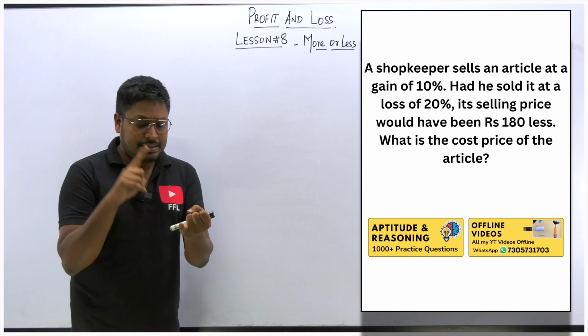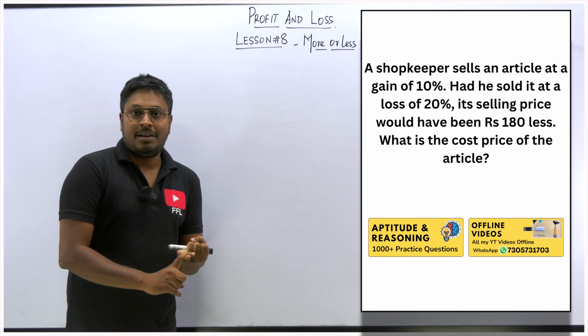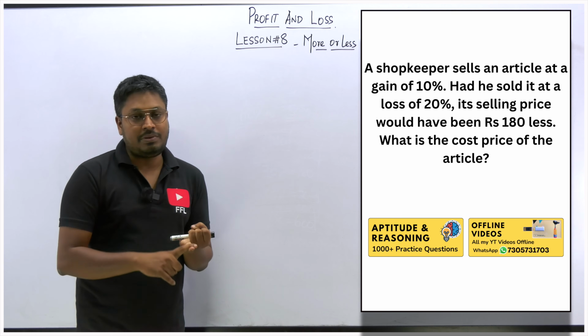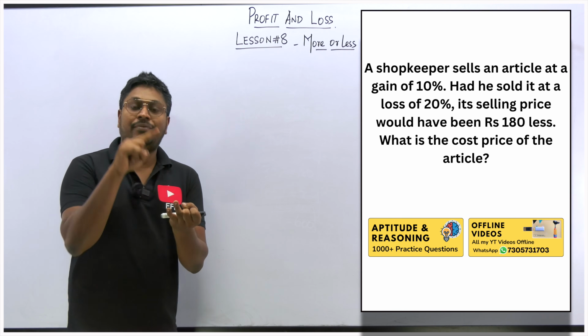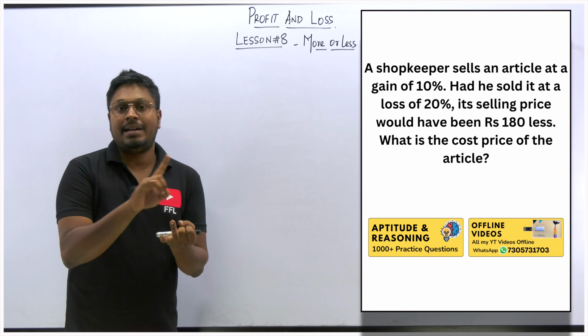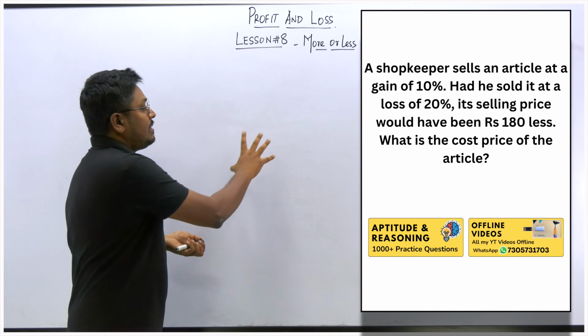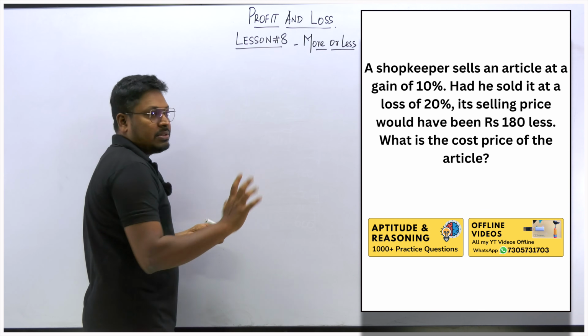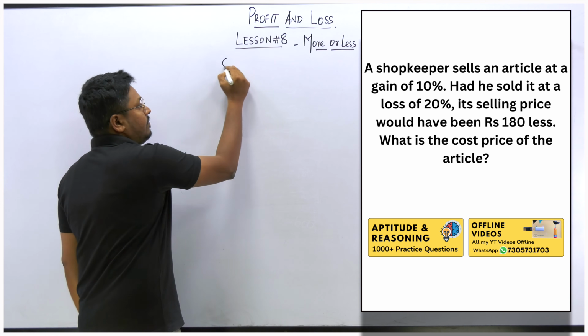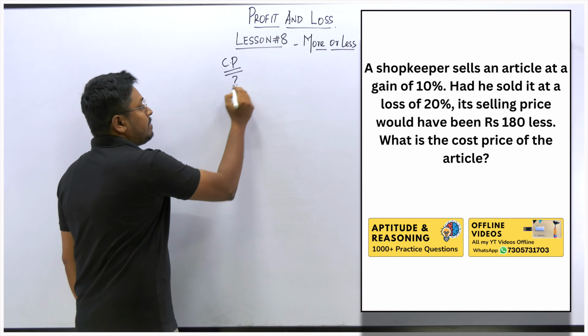That's the reason I didn't teach the formula here, because for a profit you would have to use one formula, and for a loss you would have to use another formula. The concept alone is enough to solve this question. So the same procedure: we don't know the cost price, so the cost price will be X.